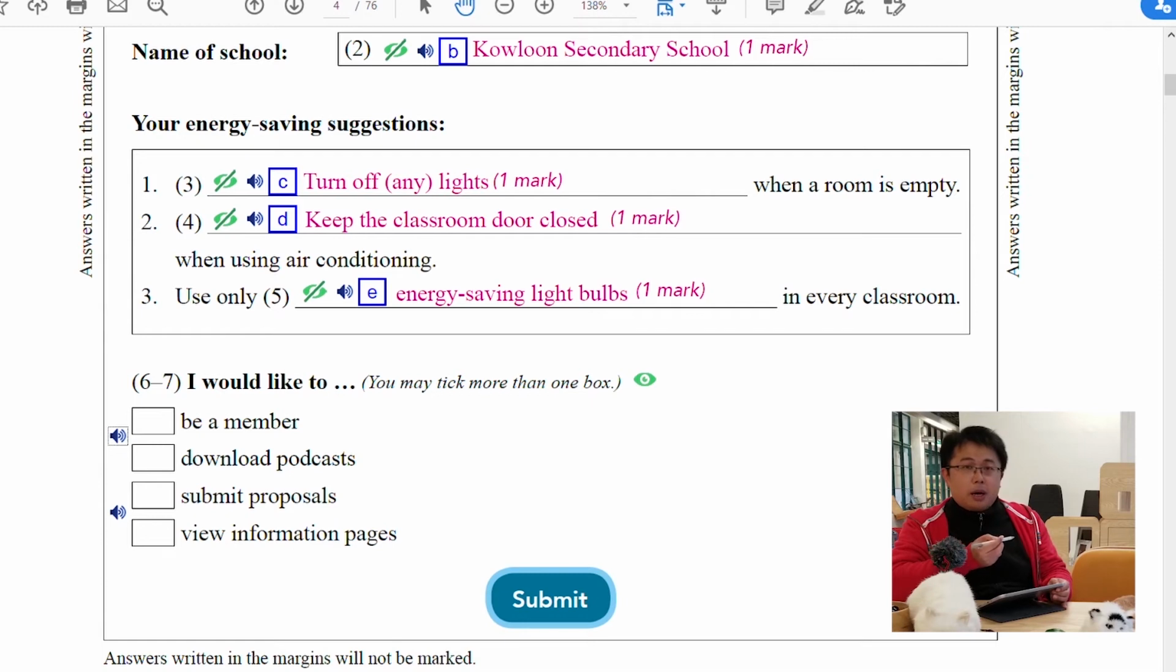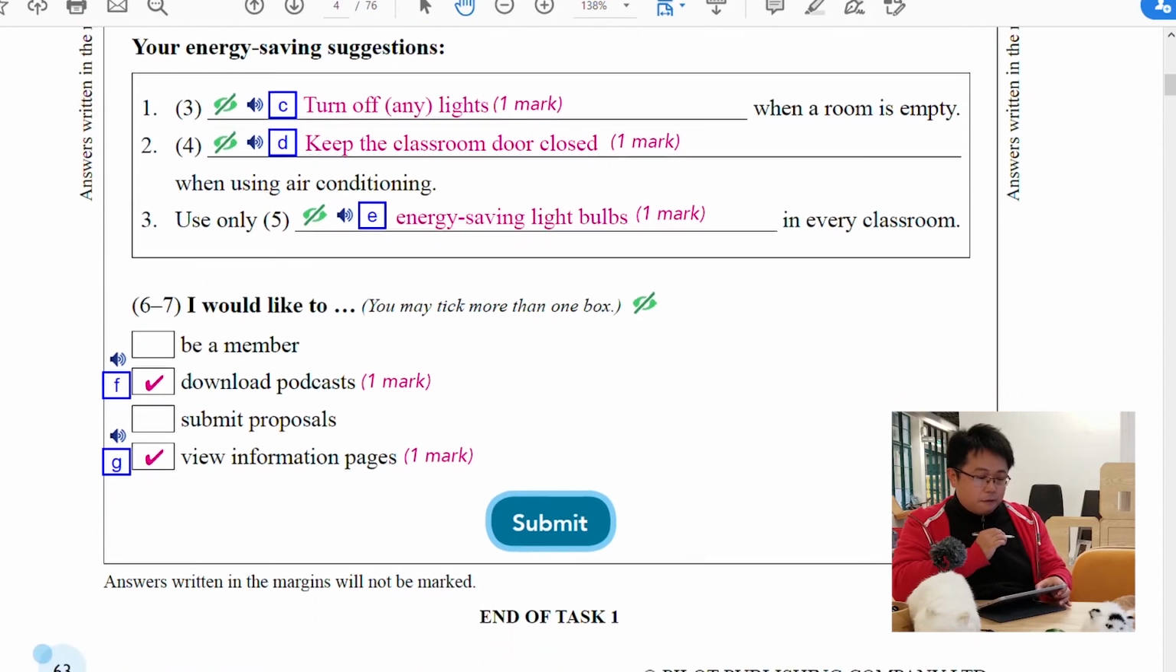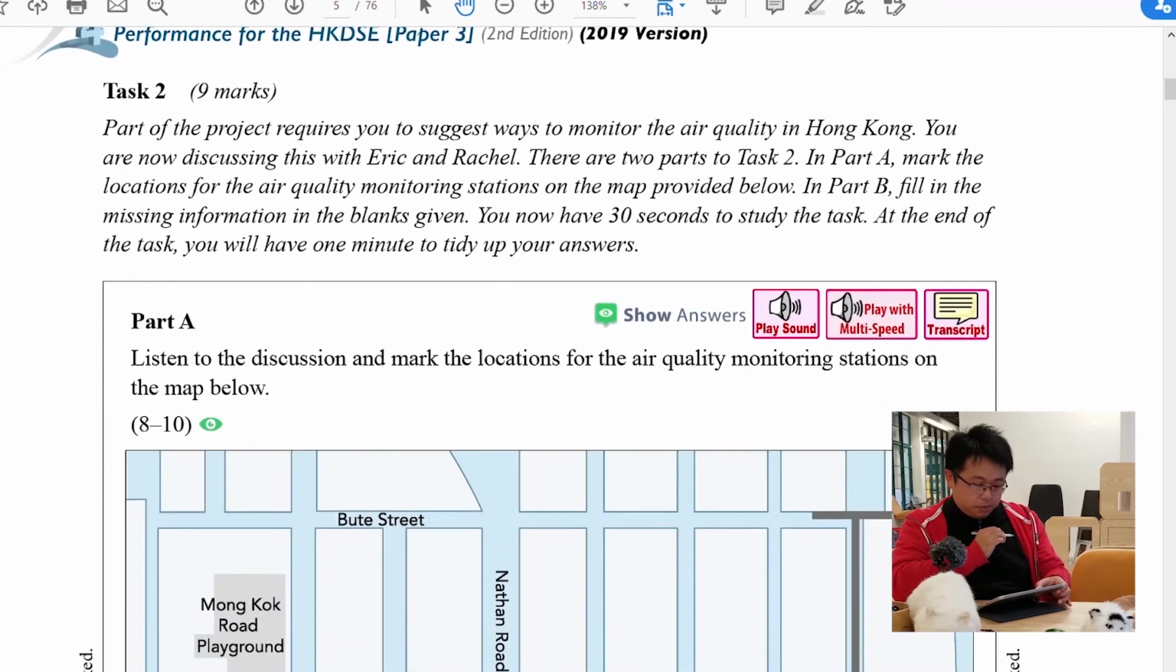So you could hear the words podcast and also information pages. So the answer is very obvious: download podcasts and view information pages. Okay, and then for task 2.